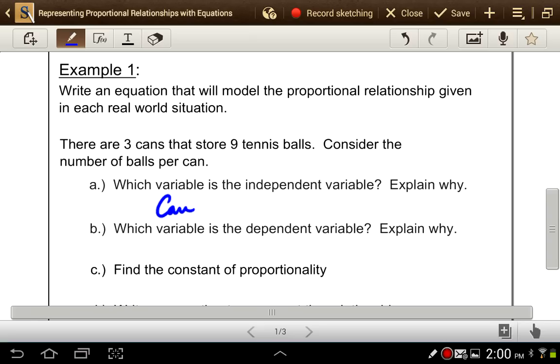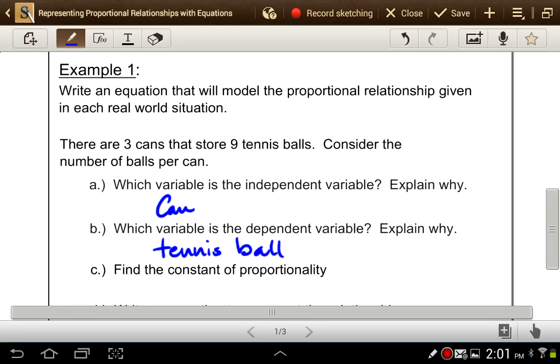And the reason our can is going to be the independent variable is because however many cans we have is going to determine how many tennis balls we have. Since the tennis balls are determined by how many cans we have, the tennis balls are going to be our dependent variable. The tennis balls are dependent on how many cans we have. The more cans we have, the more tennis balls we have. Tennis balls dependent, cans independent. They're the controller of the two variables.